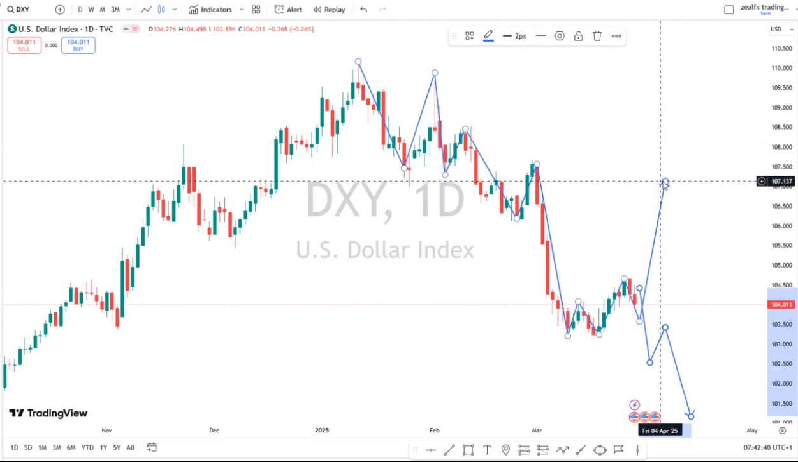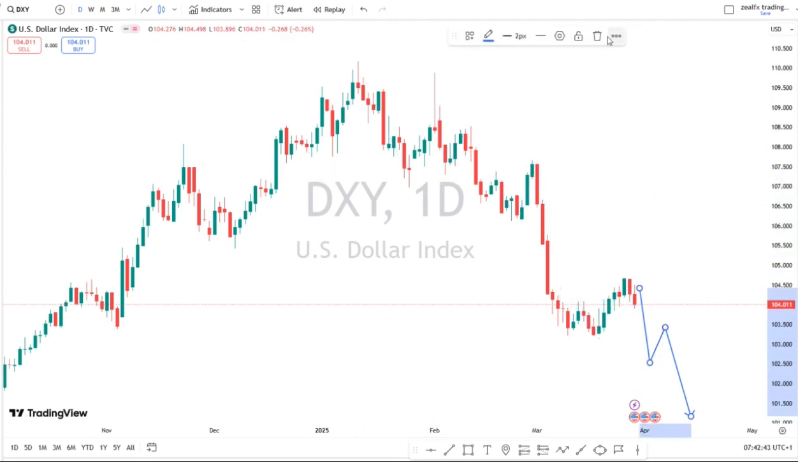So let's look at the weekly chart of the DXY.